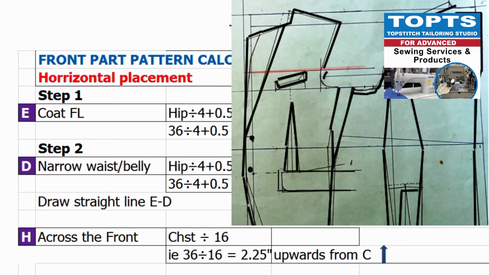That is 2.25 inches. Then you measure upwards from line C, where you're going to measure your across the front, and then you place this vertical placement.